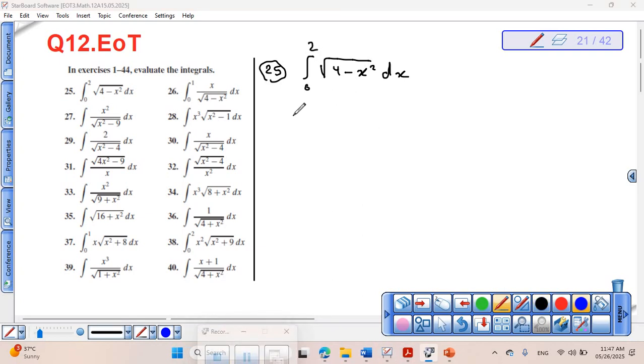I think here x equals 2 sine theta. Then dx equals what? The derivative of sine is cosine, so 2 cosine theta d theta. Okay, good. Now just substitute here in this integration, but be careful about this.